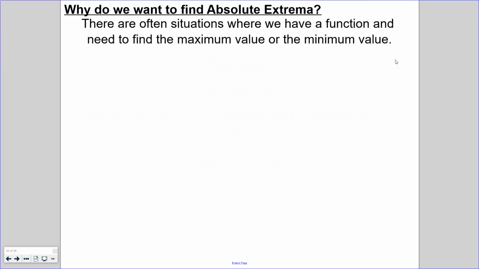Now, the million-dollar question here is, why do we even care about absolute extrema? Like, what does this even matter to any of us? Well, there are often situations where we have a function and we need to find the maximum or a minimum value, such as if we were looking to maximize the profit of our company. We would want the absolute max there, and if we have our profit or our revenue function, we can do just that from the function and figure out what our maximum profit will be.